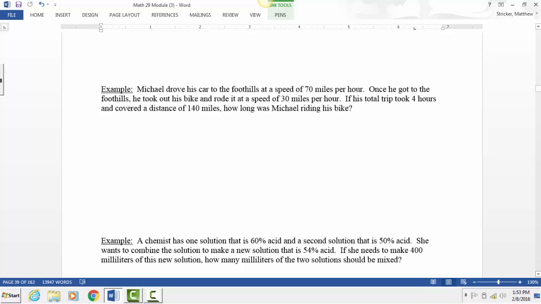Okay, Michael drove his car to the foothills at a speed of 70 miles per hour. Once he got to the foothills, he took out his bike and rode it at a rate of 30 miles per hour. If his total trip took 4 hours and covered a distance of 140 miles, how long was Michael riding his bike? So there's really two unknown times there. We don't know how long he drove, or rode the bike. So let's say X is the time in the car and Y is the time on the bike.